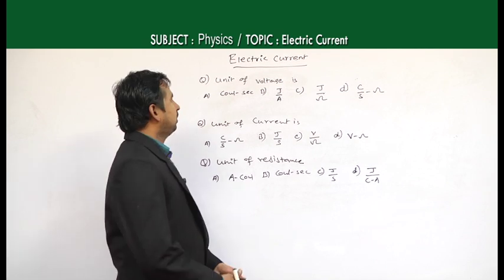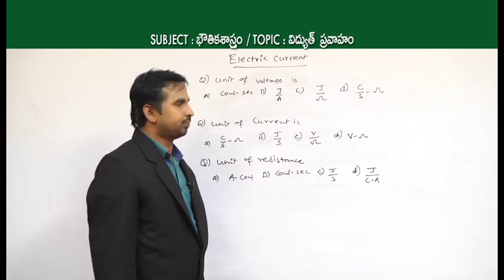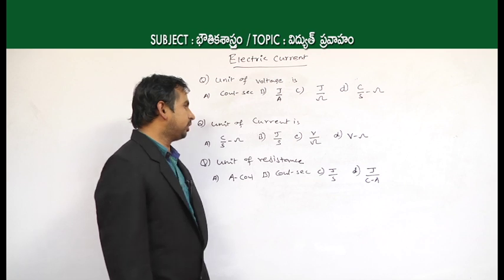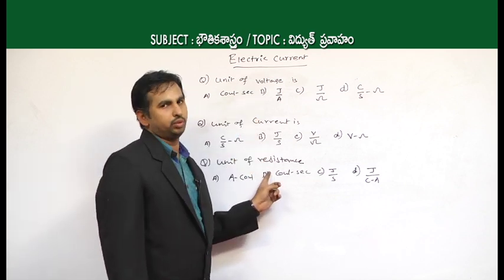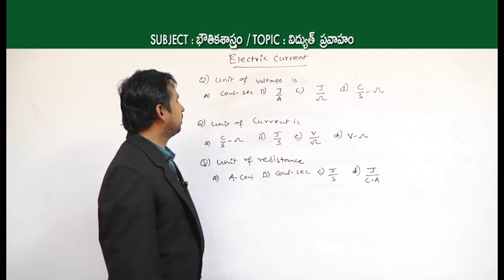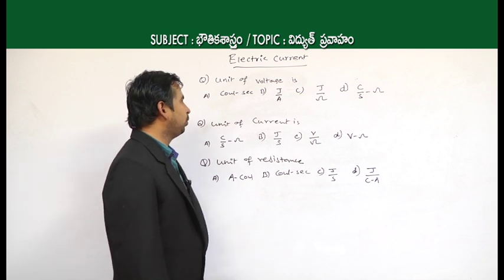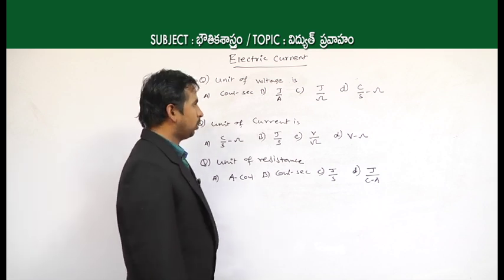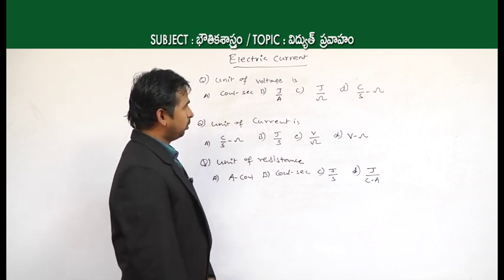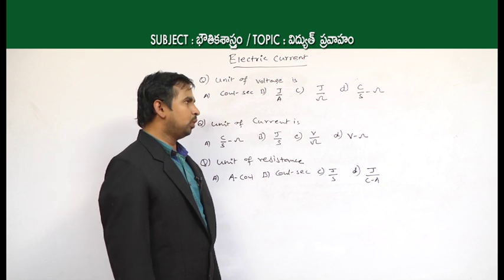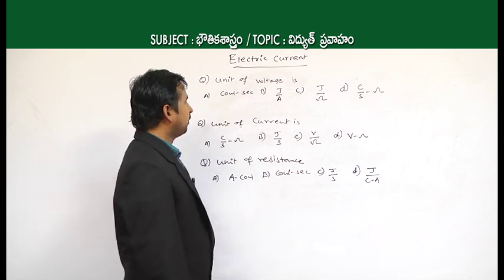Now we will see different questions on units and how they are asked in the exam. About the three different cases, we have the voltage unit, current unit and resistance unit. In the first question, the unit of voltage: option A is coulomb second, option B is joule per ampere, option C is joule per ohm, and option D is coulomb per second and ohm.